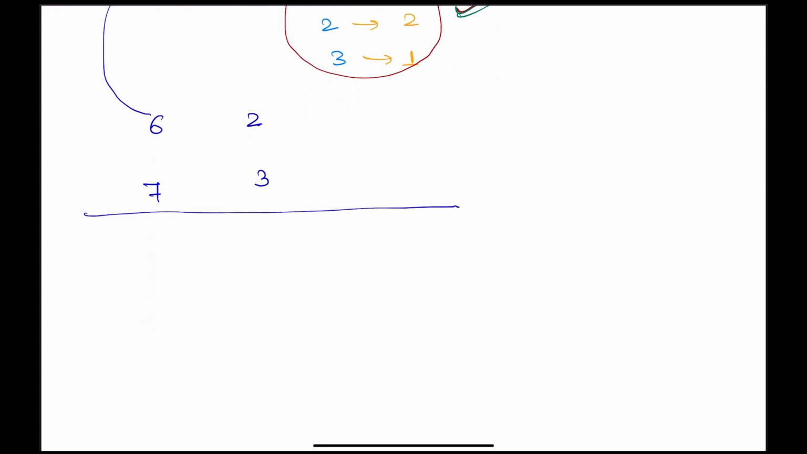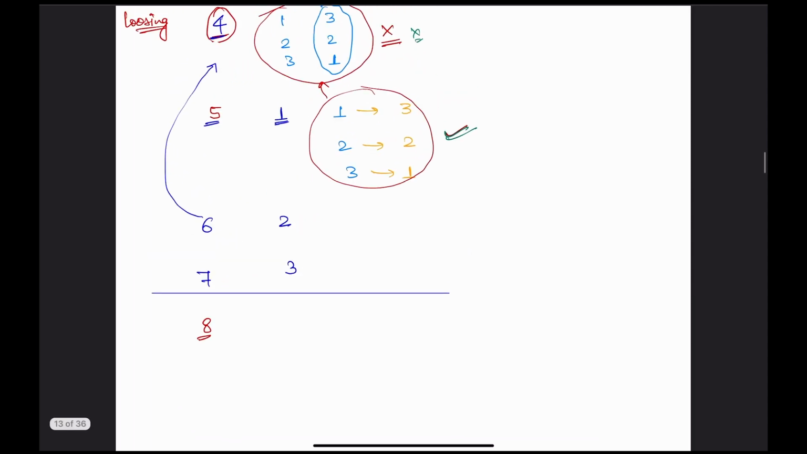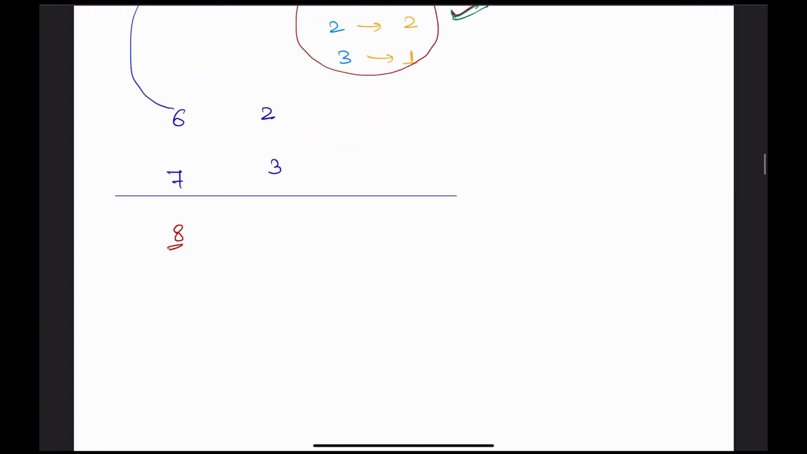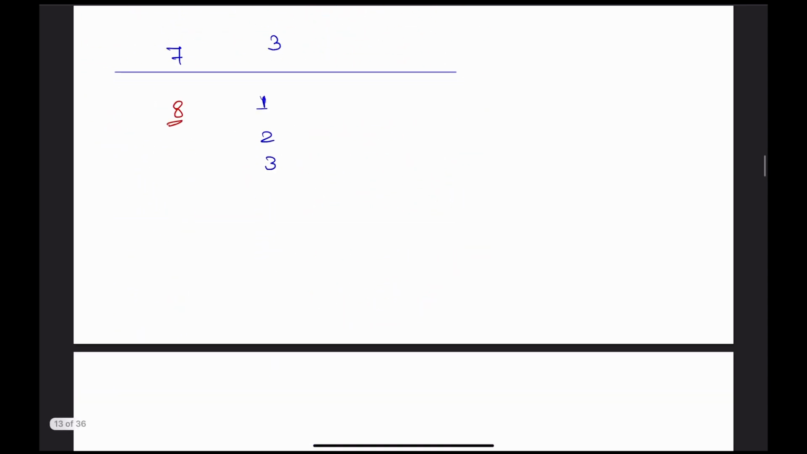But again, what happens if the coins on the table are 8? If 8 coins are there, can the first person bring the second person to 4? No, he cannot bring, no matter what he tries. Suppose he chooses 1, 2, 3, corresponding to this number. What B will say is okay, you have already shown me what the meaning of 4 is, so I will bring you to 4.